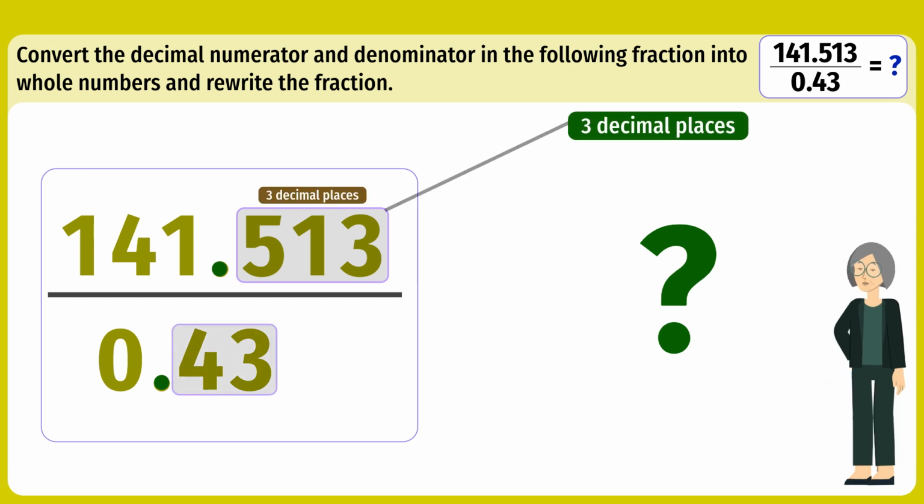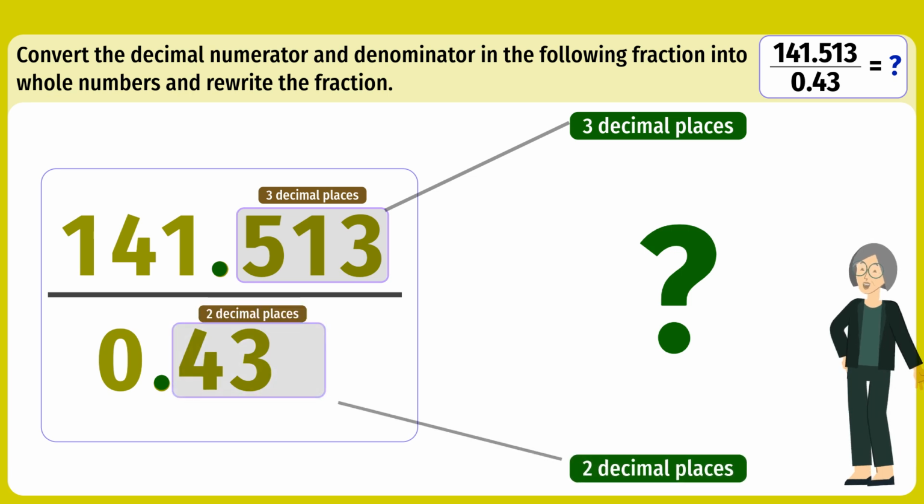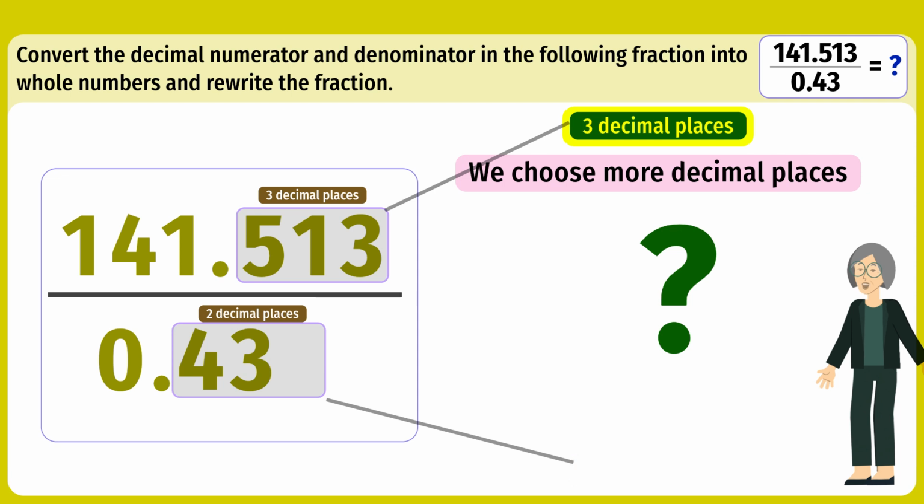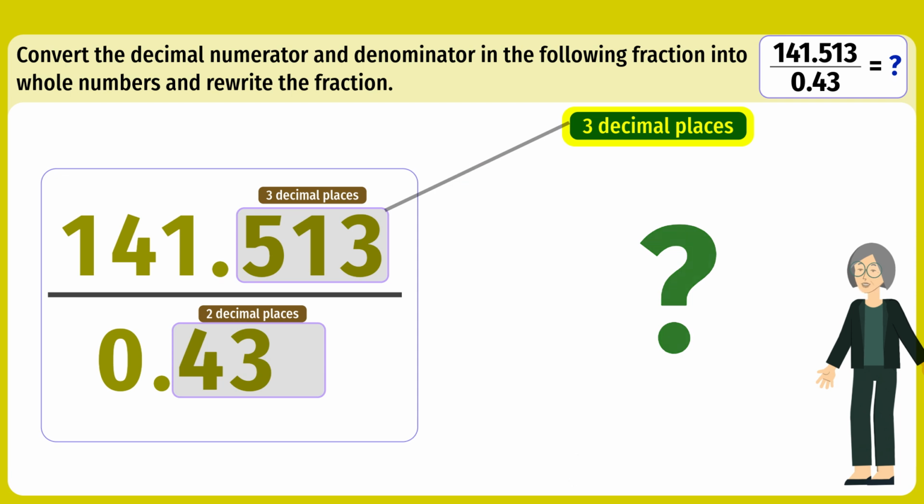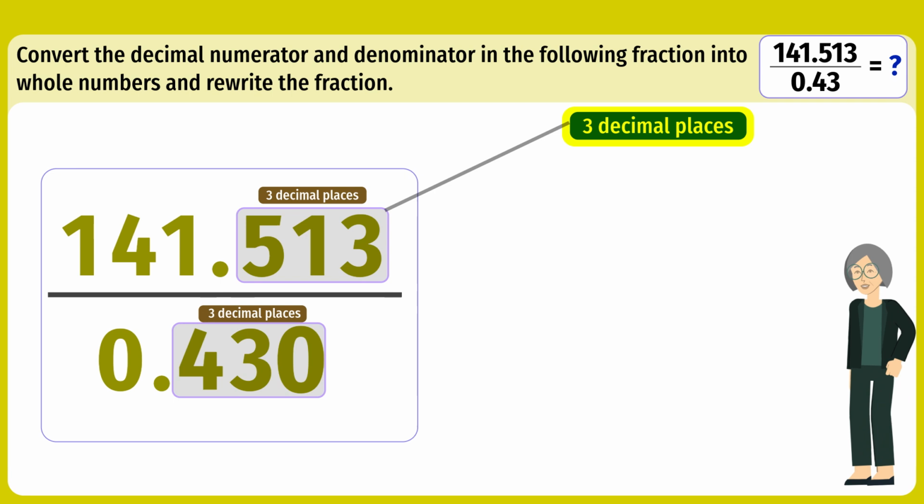The numerator has 3 decimal places, but the denominator has 2 decimal places. We have to make the decimal places in both numerator and denominator equal. We do this by adding a 0 in denominator. Adding a 0 after decimal does not change the value of the number.